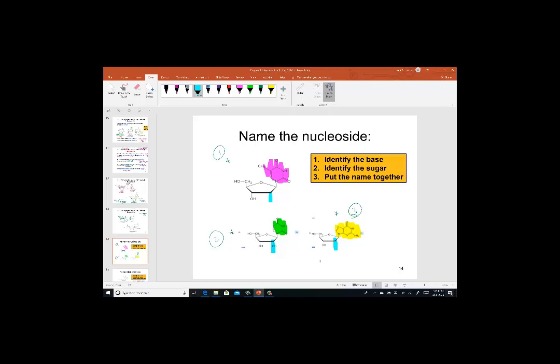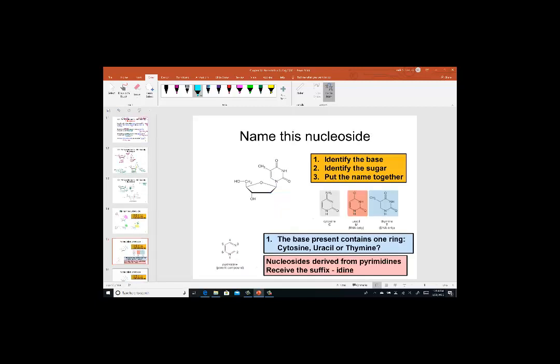All right, welcome back. Let's go through these step by step. Let's examine the first example. We had to identify the base. When I said identify the base, this is that portion of the nucleoside. I know that it's one ring. So I really narrowed it to 3 choices. Is this cytosine, uracil, or thymine?